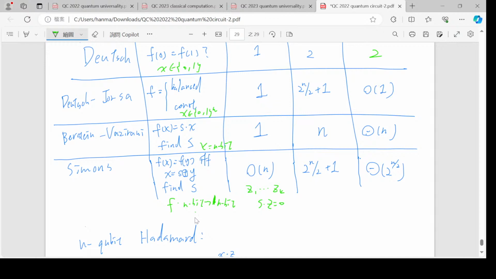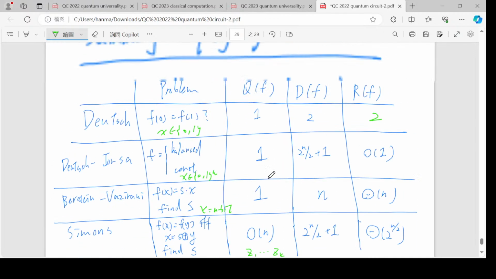So f is n bit to n bit, so I think it's like big N to big N. And anyway, we say the outcome is paired into N over 2 pairs. And they are paired by this secret string s. So the outputs are paired together if and only if the inputs have this weird relation, y equal to x plus s. So if x, y are related by y equal to x plus s, then they have the same output label. So they are like a collision.